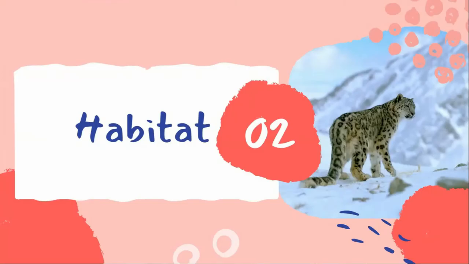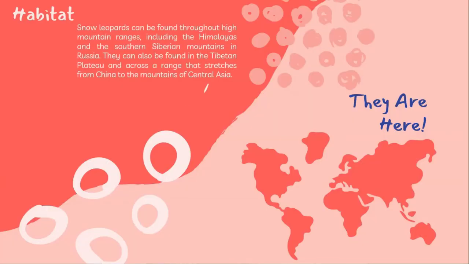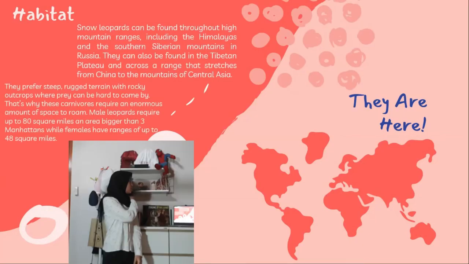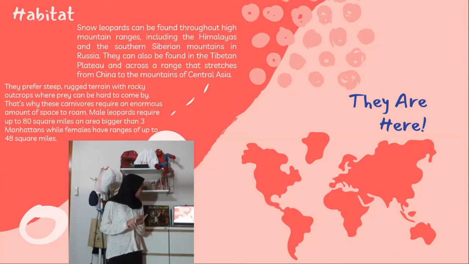And second, we're going to talk about their habitat. Snow leopards can be found throughout high mountain ranges, including the Himalayas and the southern Siberian mountains in Russia. They can also be found in the Tibetan Plateau and across the range that stretches from China to the mountains of Central Asia. They prefer steep, rugged terrain with rocky outcrops.